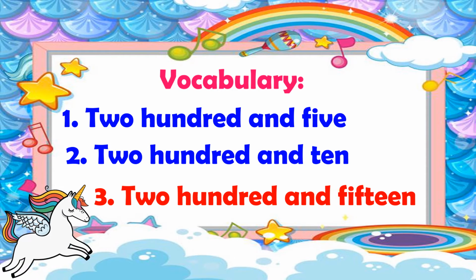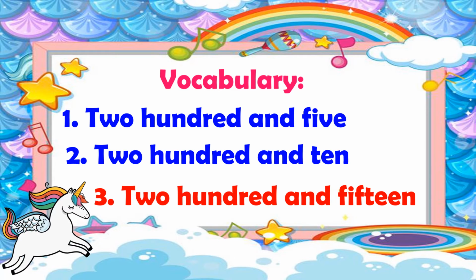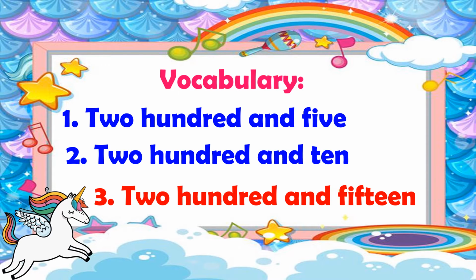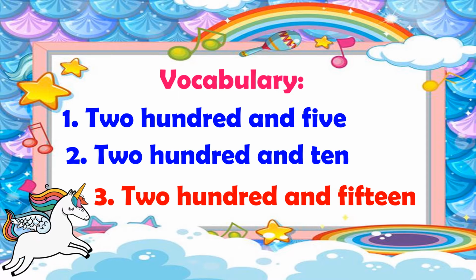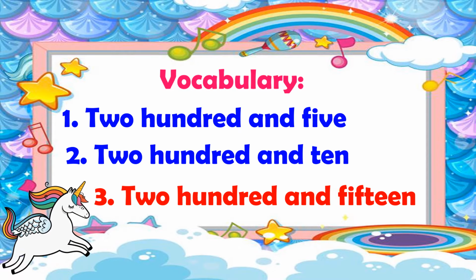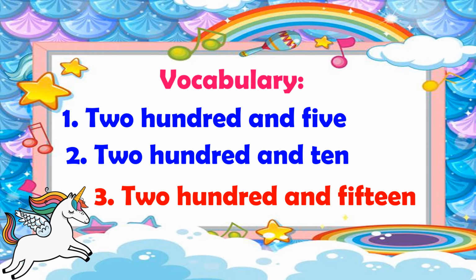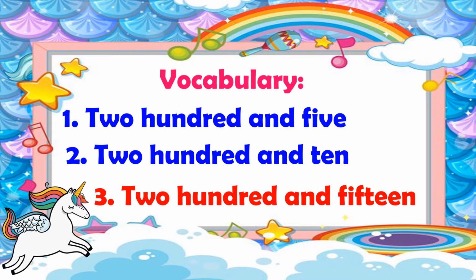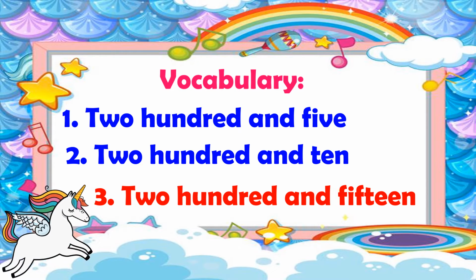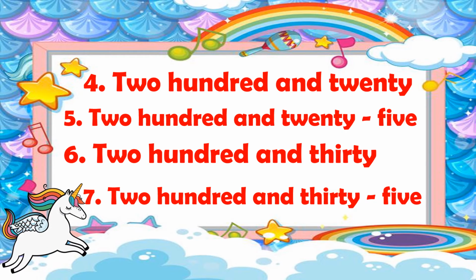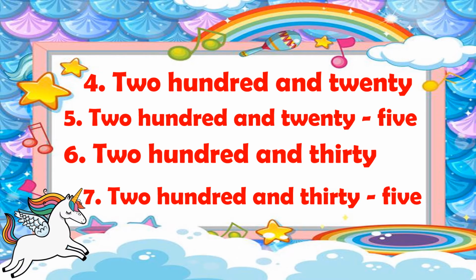210. Vocabulary number three is 215. 215. Let's spell the word 215. T-W-O-H-U-N-D-R-E-D-A-N-D-F-I-F-T-E-E-N. When you read this word as 215. Number 4 vocabulary is 220.